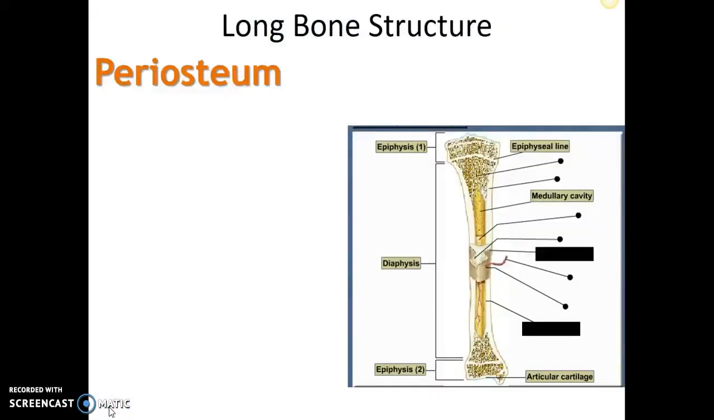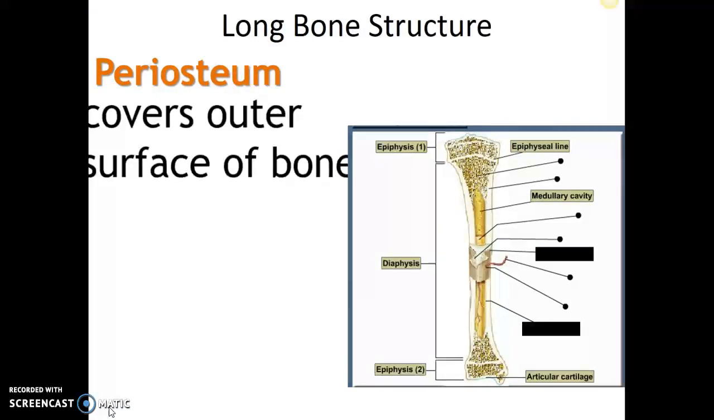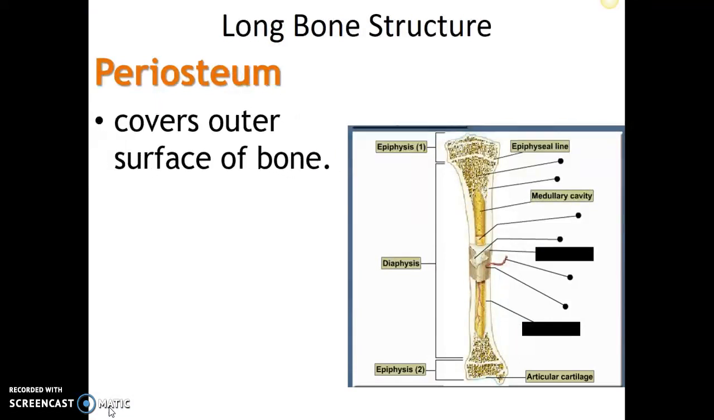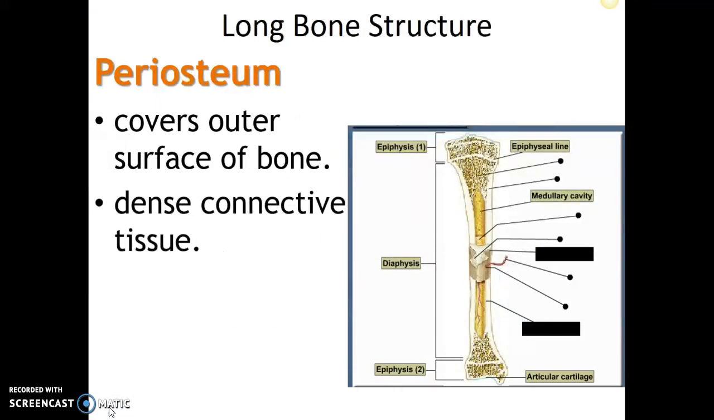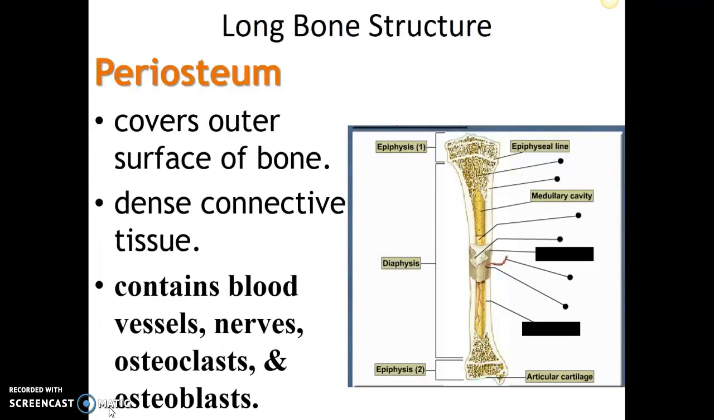So long bone structure. The periosteum, peri around, osteo bone, it covers the outside of the bone. It's dense connective tissue. And underneath contains both osteoblasts and osteoclasts to put bone on, take bone off, and of course the blood vessels to feed the osteoblasts and clasts, and the nerves so we can tell if something's wrong.